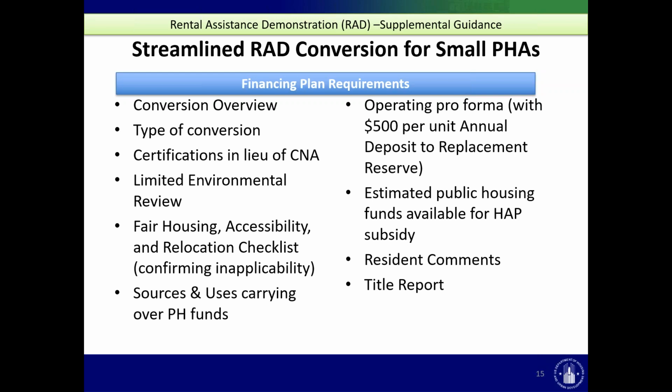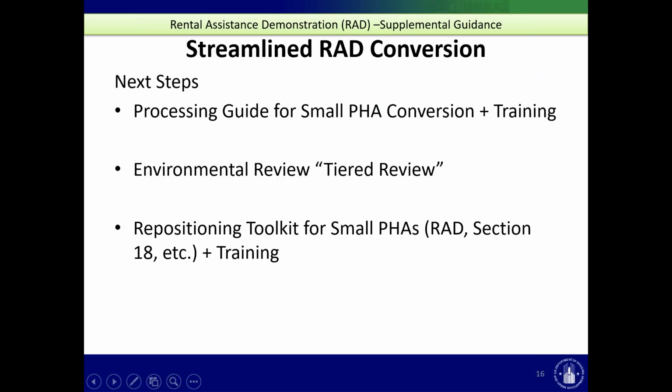Really, looking at this list, there's 4 items that require more than a week to complete, and that's the work necessary to do the certifications in lieu of the CNA, compiling a more limited set of documents for HUD to do the environmental review, having the resident meetings and collecting those comments, and commissioning a title report. Really, the rest of those could be done in very little time. So we think there is a substantial streamlining that's occurred for these small PHAs.